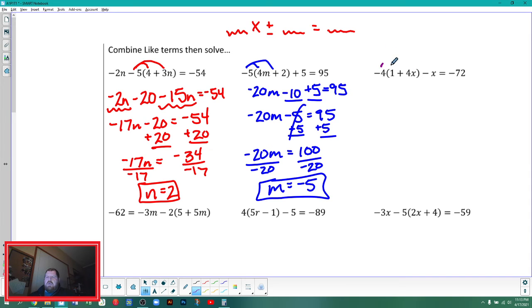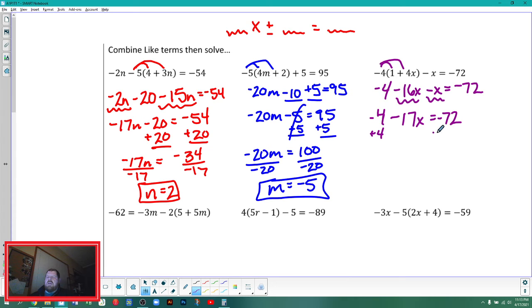Next one we want to distribute first. I've got a negative 4 times positive 1. Got a negative 4 times a positive 4. And then I have another negative x. And again, we have a problem with a bunch of negatives. That's okay. I've got two like terms there. I'm going to go ahead and put those together as negative 17x, and that equals a negative 72.